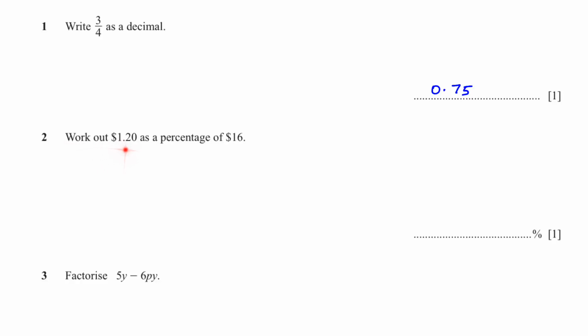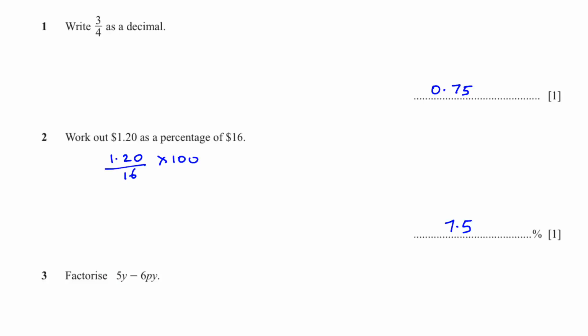Next, work out $1.20 as a percentage of $16. Both the units are in dollars, so we don't need to simplify. We are going to write 1.20 over 16. Remember, when you want to write as a percentage, you always multiply by 100, and this will give you 7.5 percent. The third question is a factorizing question.